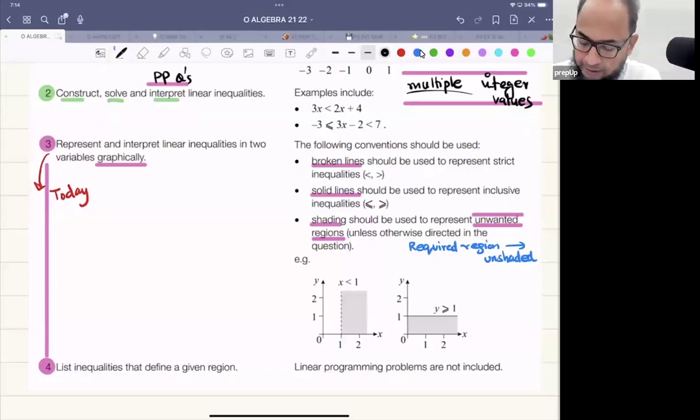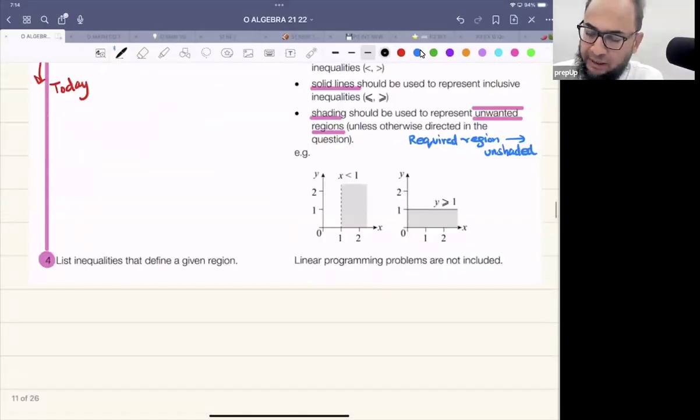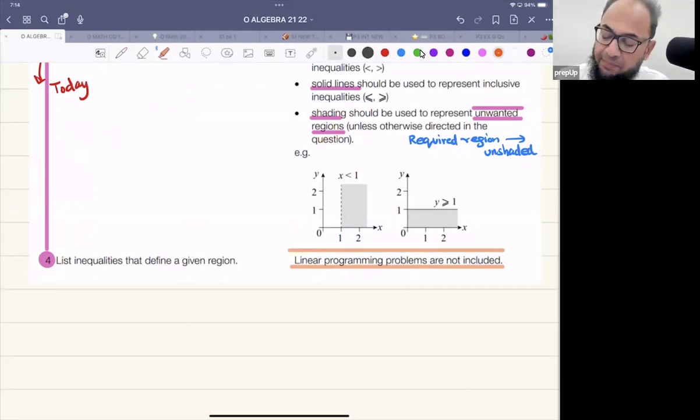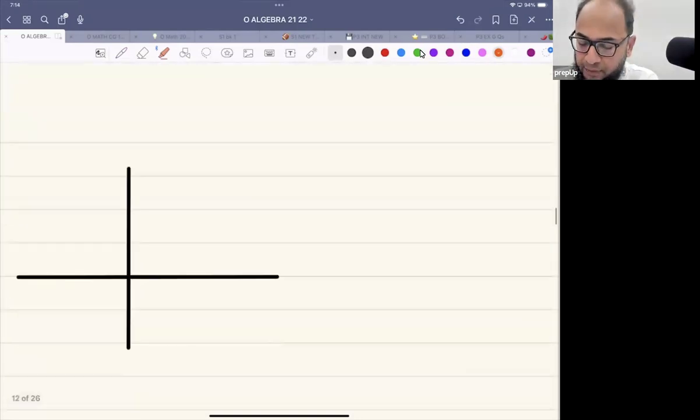So now let's get started. And one other thing that I want to emphasize on, that is this concept of linear programming. It's a very different topic related to word problems and inequalities. That is no more part of the syllabus. So they have just specifically mentioned linear programming problems are not included.